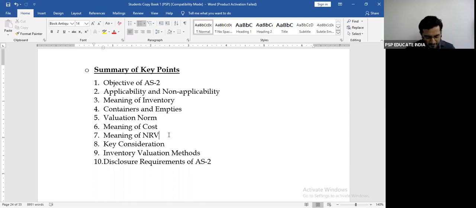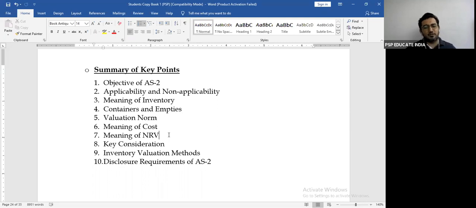Then you have inventory valuation methods, which are the methods of inventory that are included. You are allowed the specific identification method, you are allowed the FIFO method, and you are also allowed the weighted average method. If these methods by chance are not applicable, or you are not able to use them, or they are not practicable, in that case, you will use the standard costing method or the retail inventory method. However, you can never use the marginal costing method and the LIFO method.